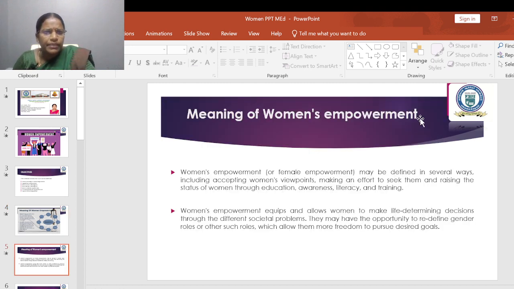Meaning of women empowerment. Women's empowerment may be defined in several ways, including accepting women's viewpoints, making efforts to seek them, and raising the status of women through education, awareness, literacy, and training. Women's empowerment equips and allows women to make life-determining decisions through the different societal problems. They may have the opportunity to redefine gender roles or other such roles, which allow them more freedom to pursue desired goals.